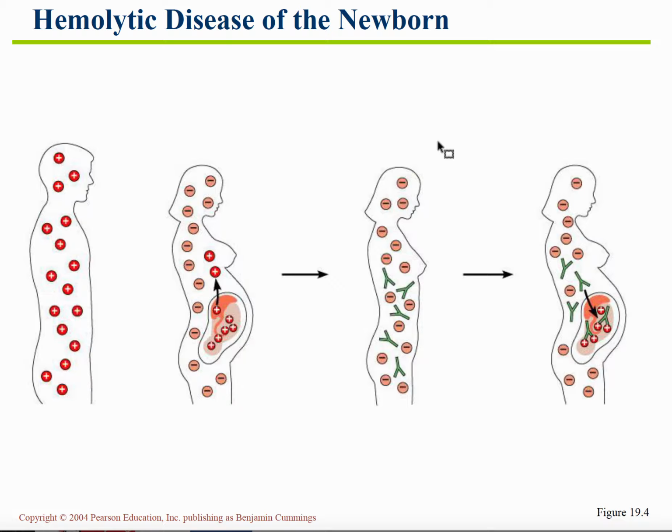So her immune system, does she recognize that RH antigen? No, her blood doesn't have it. So she sees RH as foreign. So what's she going to do? She's going to mount an immune response and destroy it. The problem is that's the baby's blood. So she's going to wind up destroying the baby's blood and eventually the baby.